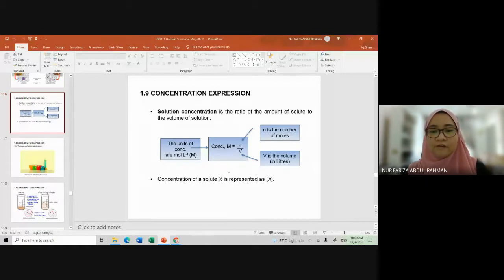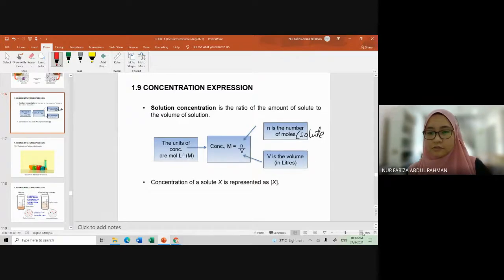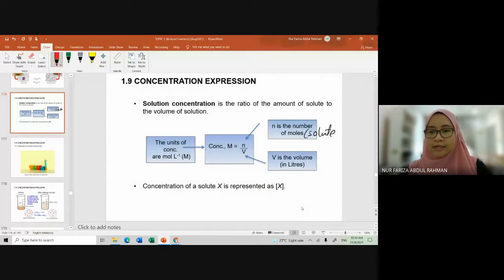So the formula for molarity is equal to the mole of solute, where n is the number of moles, over the volume of solution, the total volume of the solution. Please take note of this. You have to specify.